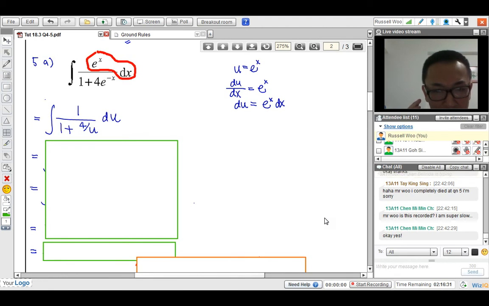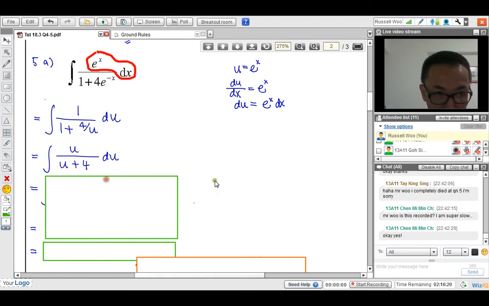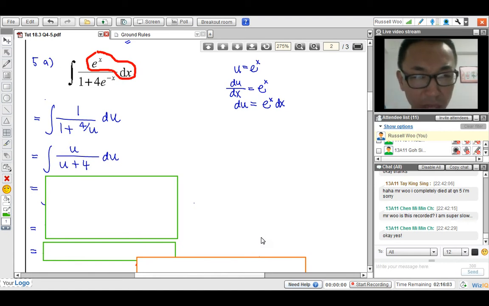And typically we don't like a fraction within a fraction, right? So we multiply numerator and denominator by u. So we get something like that. So now the next question is, do we know how to integrate this? This should be within your means. Honestly, this should be part of 18.1, 18.2, kind of standard.